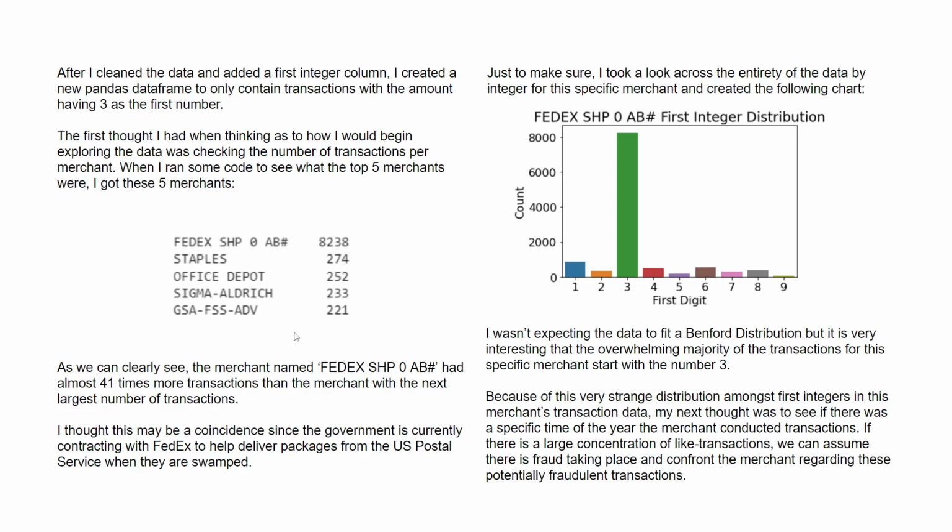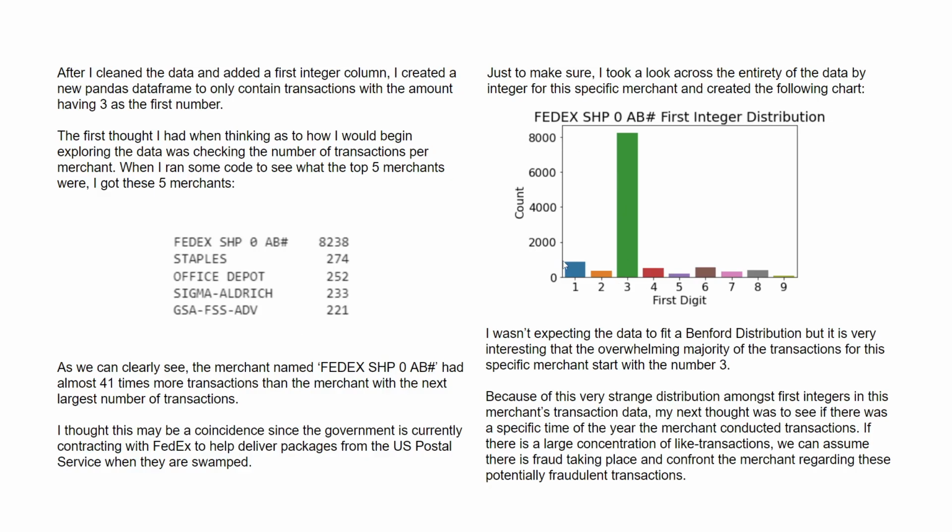That's actually crazy. I thought it could be a coincidence since the government does contract with people like FedEx and UPS to help deliver packages for the U.S. Postal Service when they're swamped, but 8,238 transactions? I don't know, I think that's a lot. So just to make sure, I took a look across the entirety of the data by integer for this specific merchant, and I created the following chart to give you guys a good visualization of what's happening here.